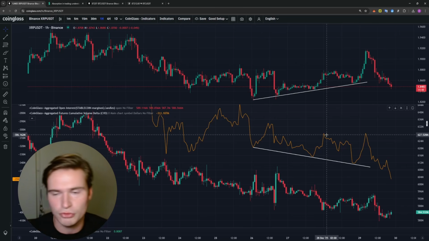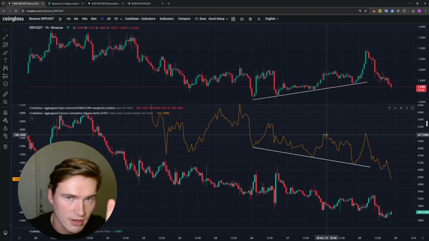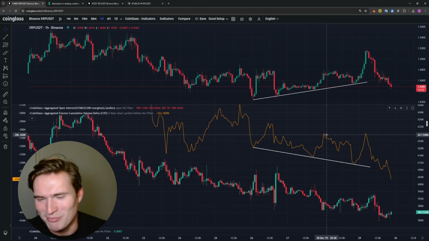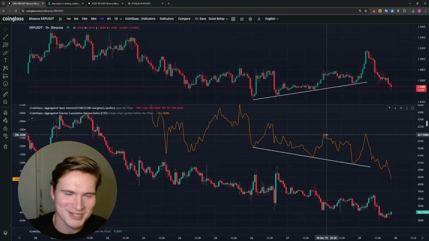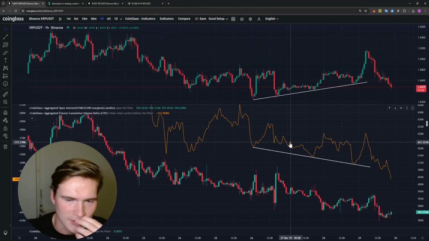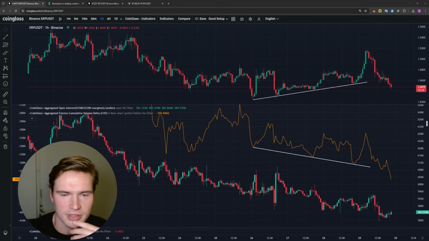If there's more selling volume, price goes down. If there's more buying volume, CVD, I should say, goes up. More selling volume does not always mean that the price goes down, and that is absorption. Okay, and I'll show you on the chart right here, so I can actually explain it a little bit better.